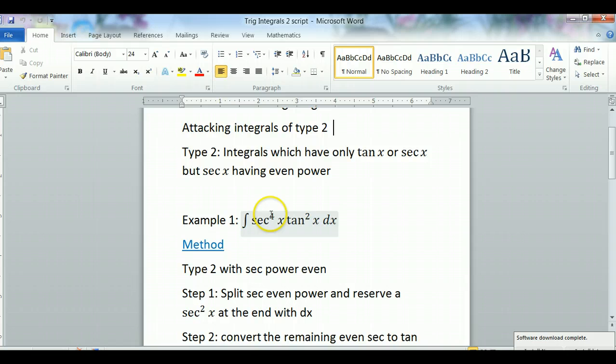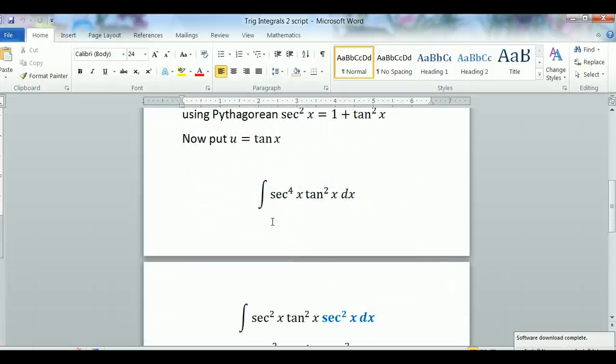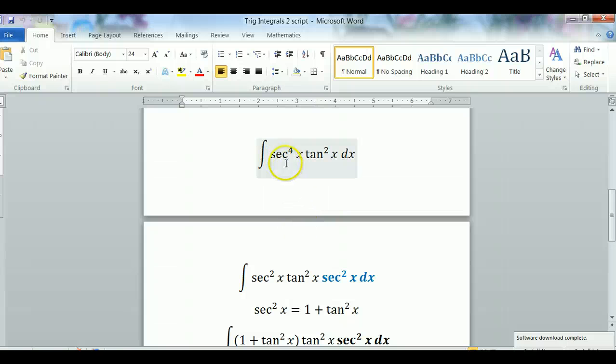What we do is we take this even power and we split it into two parts. But this time we separate a secant squared and throw it to the end. So we have secant to the 4, tangent squared, that's our integral. We split the secant 4 in such a way that we can throw a secant squared into the corner.